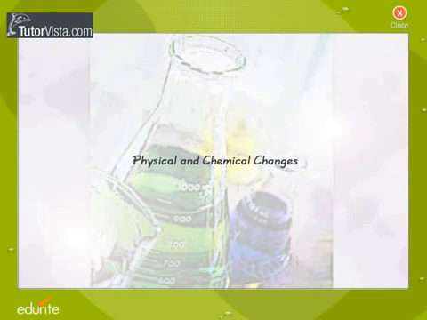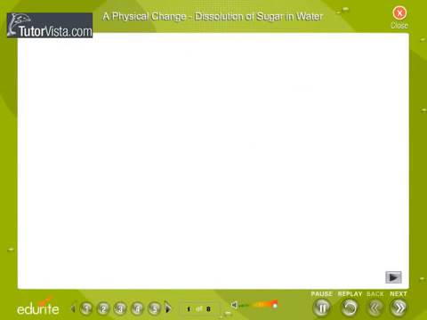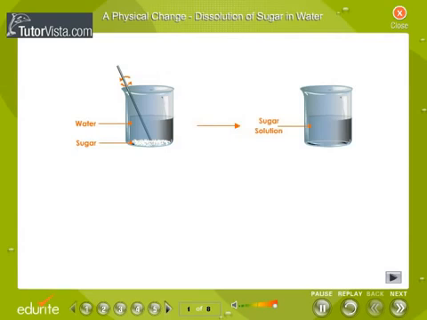Physical and chemical changes. A physical change. Dissolving sugar in water is a physical change because there is no new substance formed.